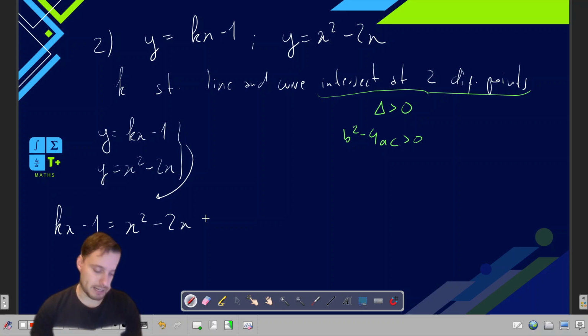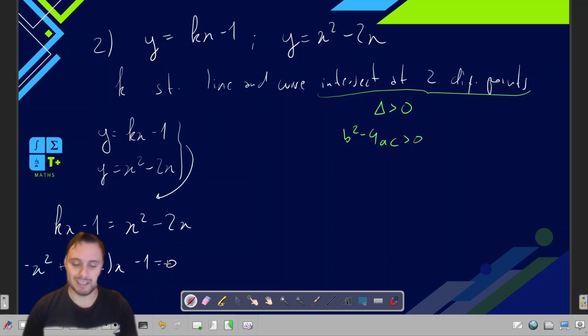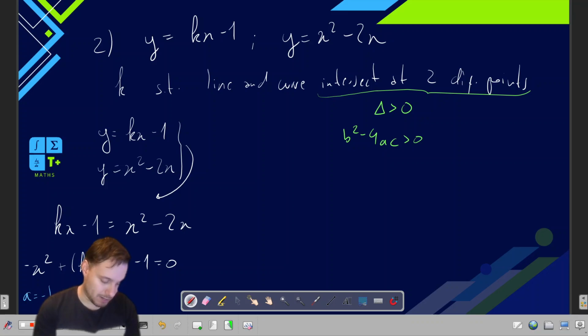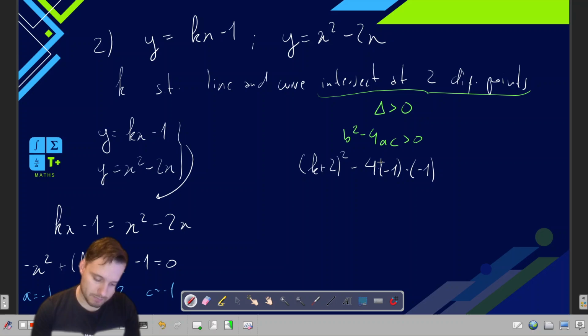I'm going to start rearranging everything. I'm going to have negative x squared, then k plus 2 times x, and minus 1, equal to 0. It doesn't matter if you do it to the left or to the right, you would end up with the same equation at the end. But now I have my values for a, that is negative 1, b, that is k plus 2, and c, that is negative 1. So I just plug this in here. B is k plus 2, so it's k plus 2 squared minus 4 times negative 1 times negative 1 greater than 0. So let's start working this out.